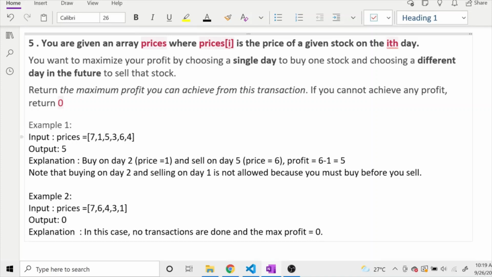How can we code this? The simple approach is to use two loops. First of all, one will run from i equals 0 till the end, and the second one will run from i plus 1. That is, from whatever our i value is, from the next element it will run till the last element, and we will check by comparing. If the second element is greater than the first element, then we will keep it in max. So let's see the approach now.